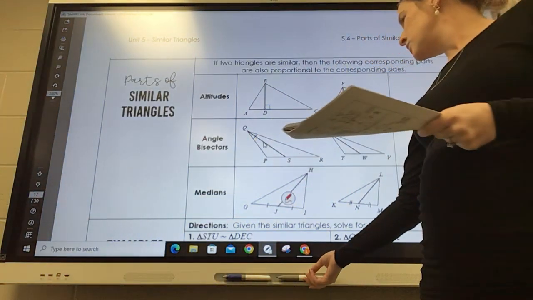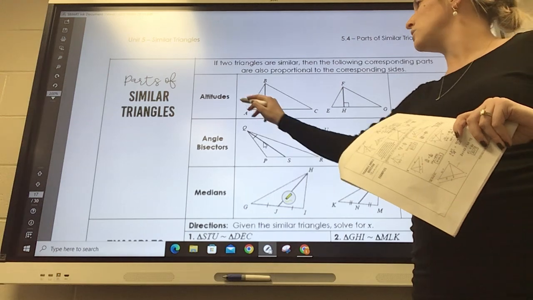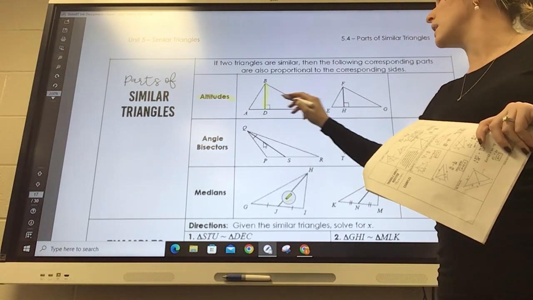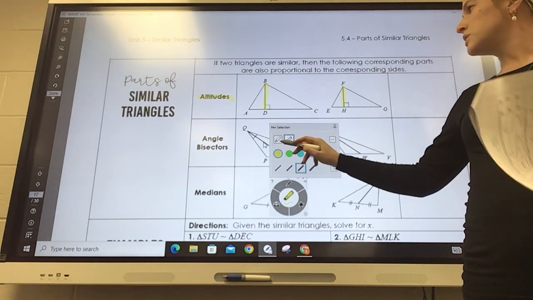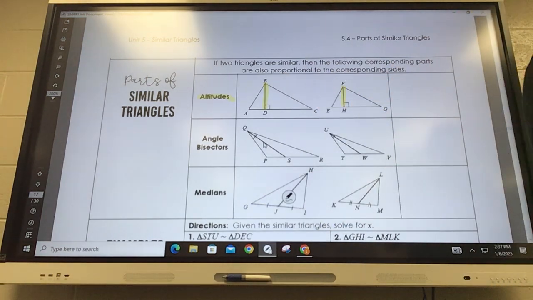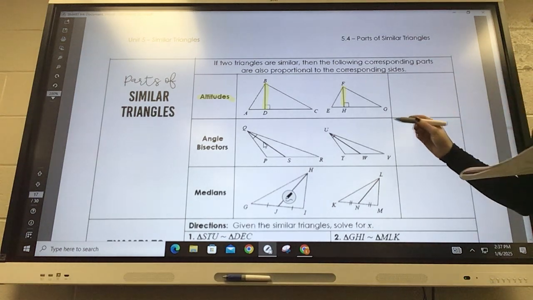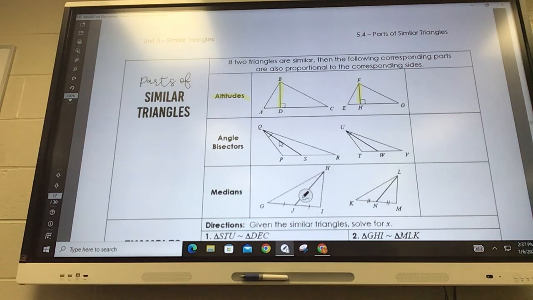Altitude kind of reminds me of when you were younger and you needed to know the height of a triangle. They use the altitude to represent the height. So an altitude is just a line coming out of the top vertex angle of your triangle that comes straight down at a 90-degree angle. It will always have that 90-degree angle.